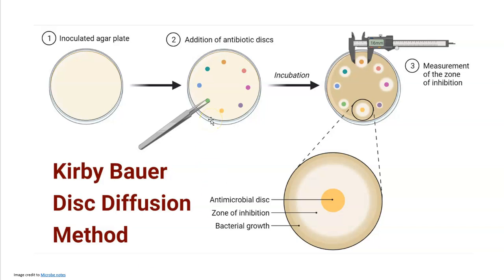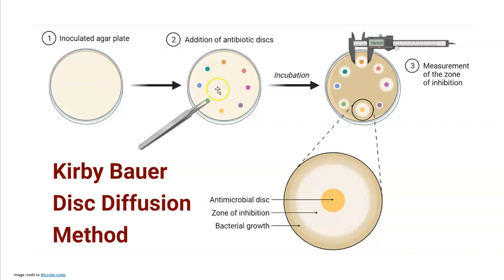So to do a Kirby-Bauer test, it is quite a simple test. You first have your uninoculated Mueller-Hinton agar plate, which you will need to inoculate with a bacterial lawn. You'll take a particular species of bacteria and create a bacterial lawn all over the entire surface of the Mueller-Hinton agar plate.